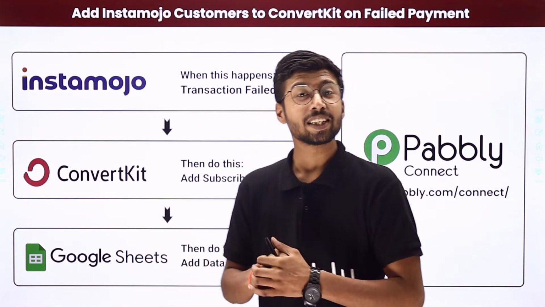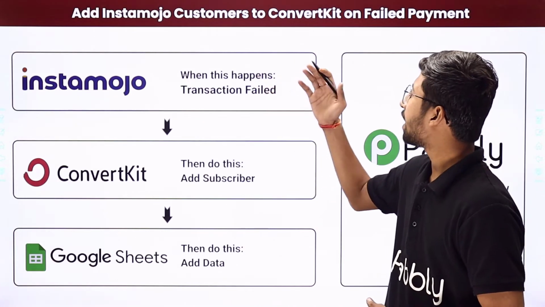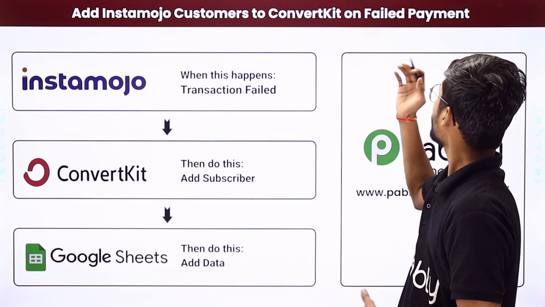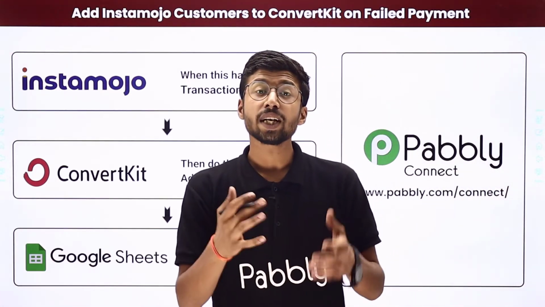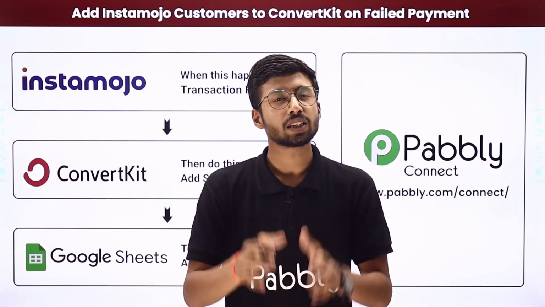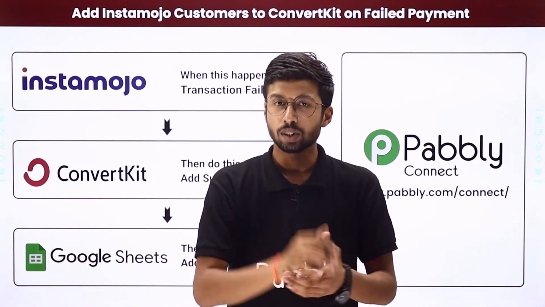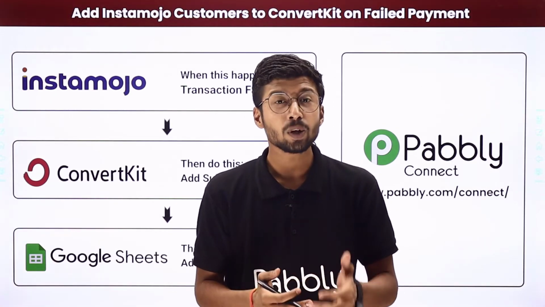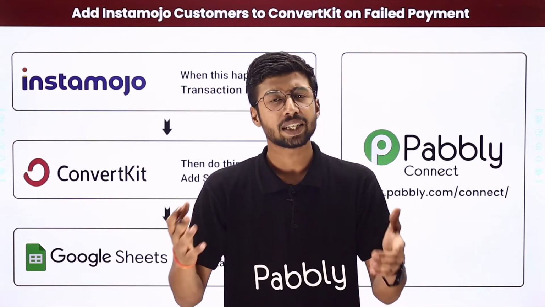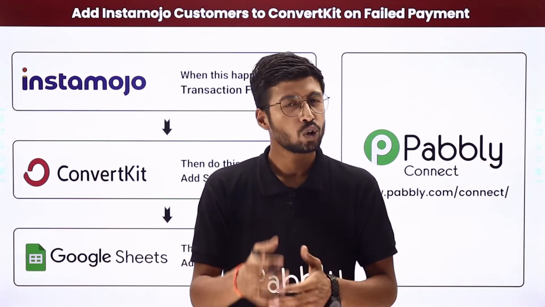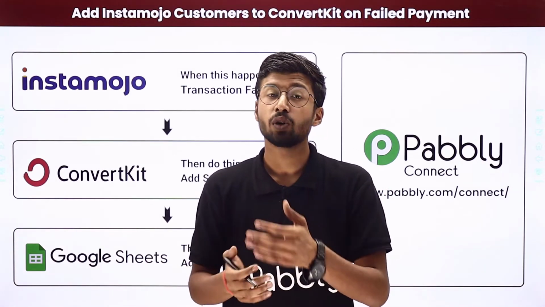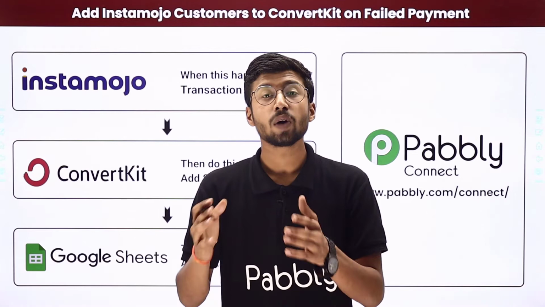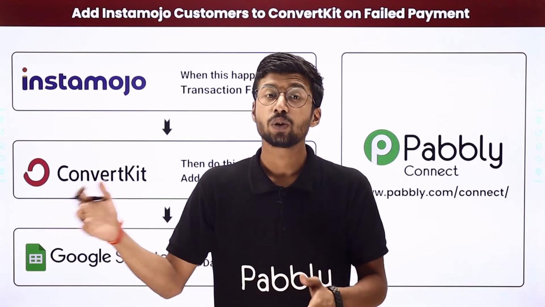So the topic for today's video is automatically add Instamojo customer to ConvertKit on failed payment. Now suppose, guys, you are a business owner who is using Instamojo to collect online payments from your customers. Now you want that whenever a customer tries to make a payment and that particular transaction fails for any kind of technical reason, you want to add that very same customer into your ConvertKit account, as well as add the details of that failed payment into a Google Sheet.